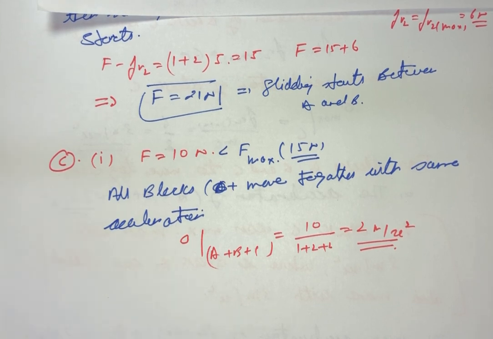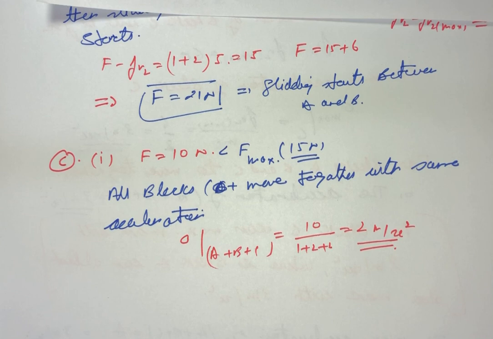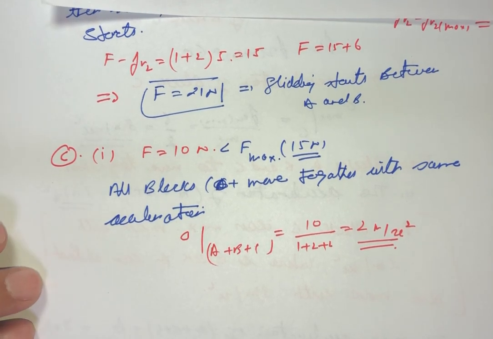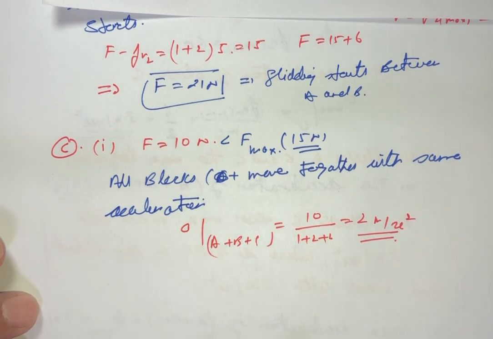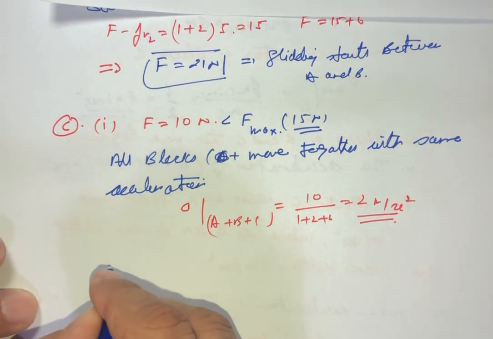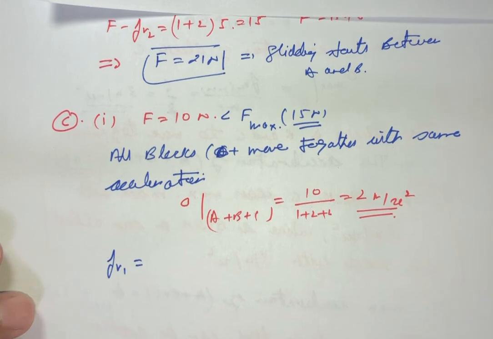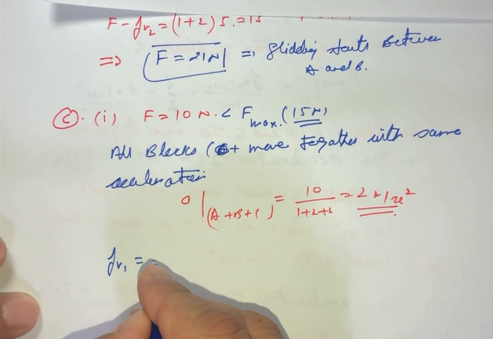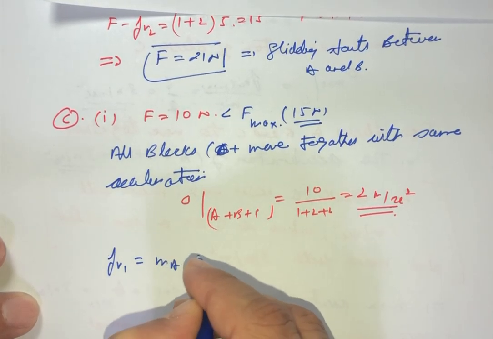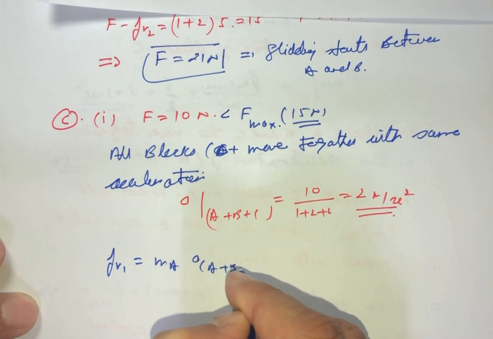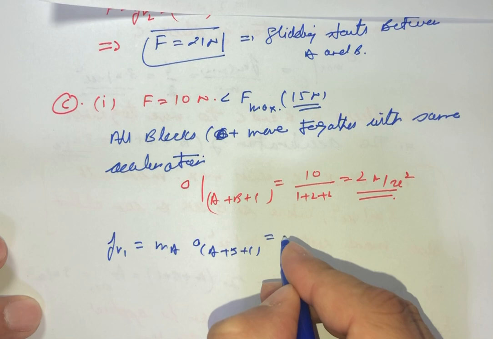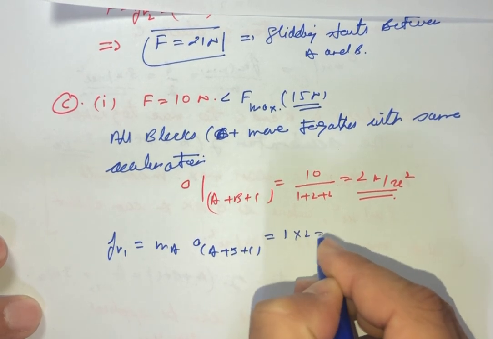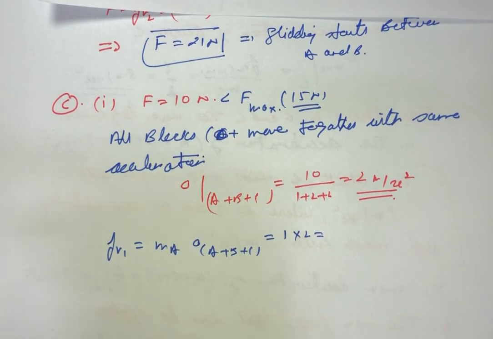Now let us find the value of the friction, both the friction between A and B and between B and C. So we can say our Fr1 will be equal to mass of A into acceleration of A plus B plus C. Mass of A is given as 1 and acceleration is 2, so we get this as 2 Newton.